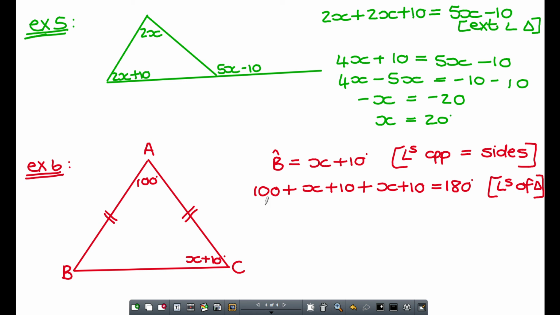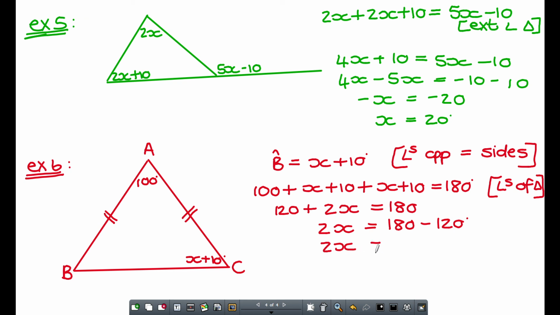Good. Okay, so now we add up. 100 plus 10 is going to give me 110 plus another 10 will be 120. Okay, and then x plus x will be 2x. So let's keep the unknown on the left hand side, but move that 120 over. So it will become minus 120, right? So 2x will then be 60. So x is 30 degrees.